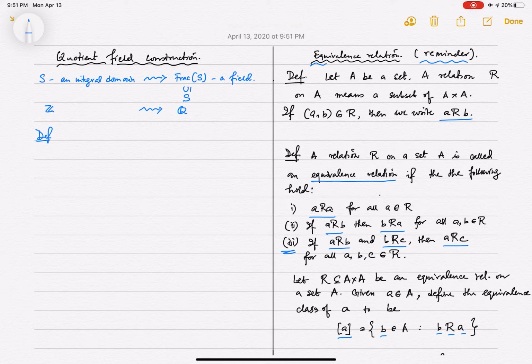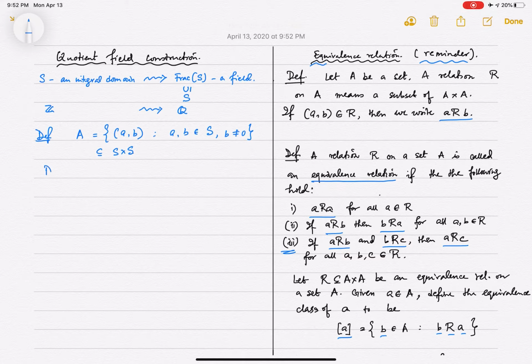So I want to take pairs of elements of S. So I want to take A to be pairs like this, where A and B are from S. So it's a subset of, so this would be really S cross S, but I don't want B to be 0, because out of this pair, I want to make this element A over B, whatever that means. So secretly I'm thinking of A comma B as A over B. So I don't want B to be 0. So this is some subset of S cross S.